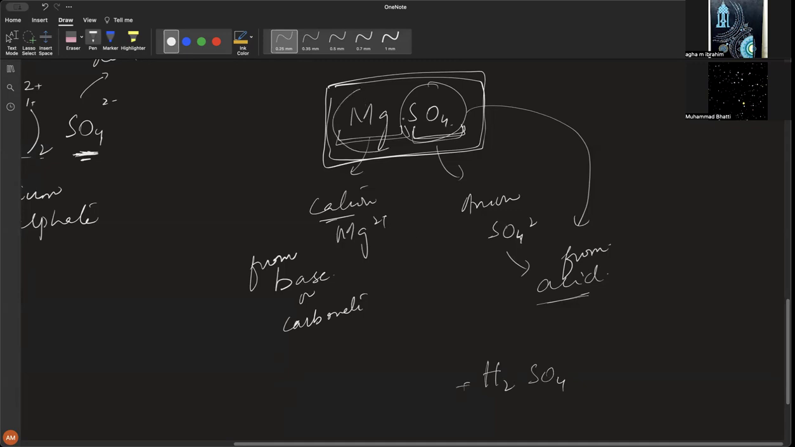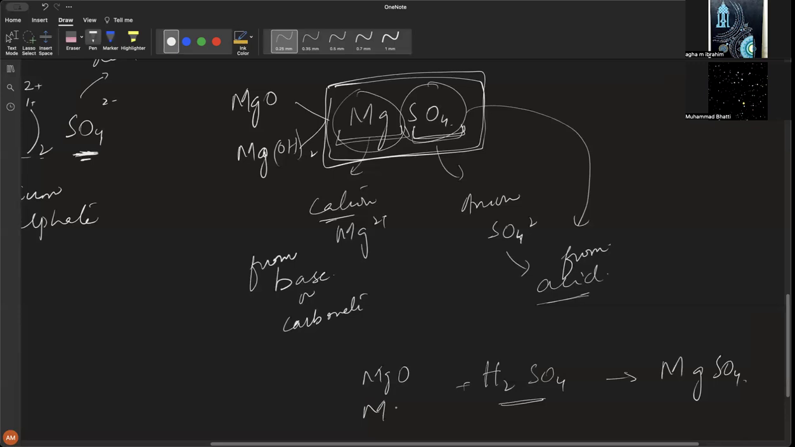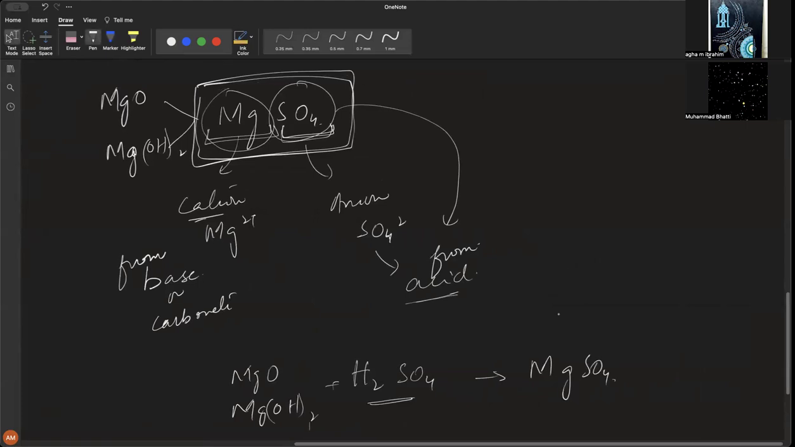Now we know that the magnesium ion would have come from a base. How many bases can it be? There can be only two bases for magnesium ion: magnesium oxide and magnesium hydroxide. So it's going to be either magnesium oxide that has reacted with sulfuric acid to give magnesium sulfate, or magnesium hydroxide that has reacted with sulfuric acid to give you magnesium sulfate and water. That is it. This is what we were talking about.